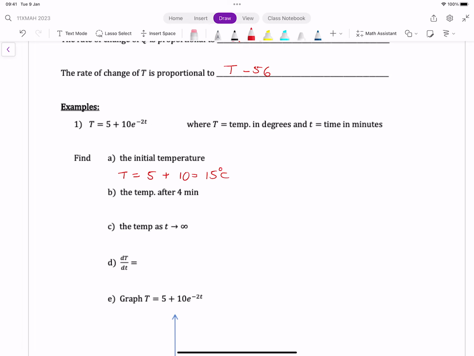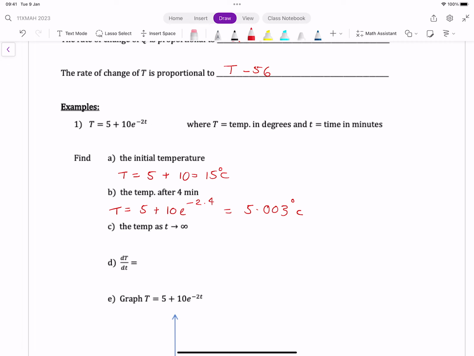The temperature after 4 minutes, we're simply going to substitute in 4. So 5 plus 10e to the minus 2 times 4. It's going to be 5 something. e to the power of minus 2 times 4, we get 5.003 degrees Celsius. Okay, part C says the temperature as t approaches infinity.